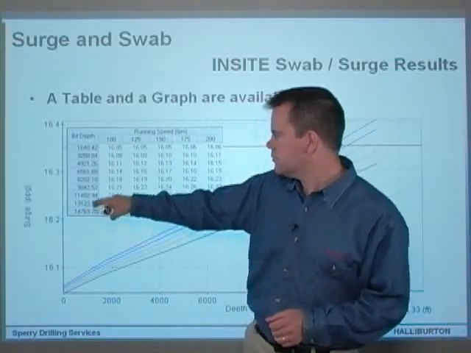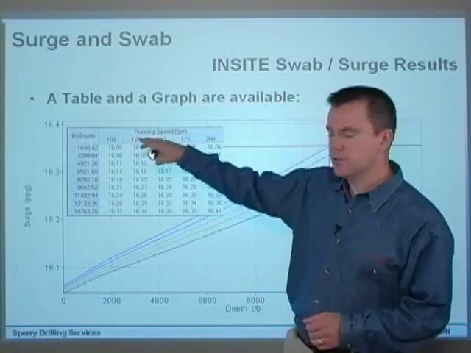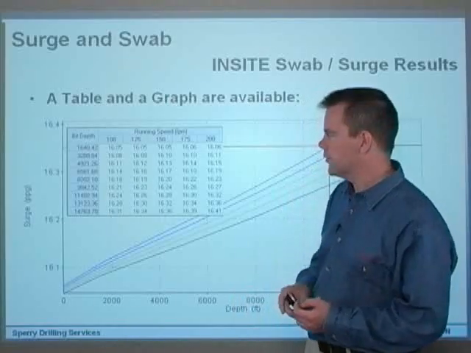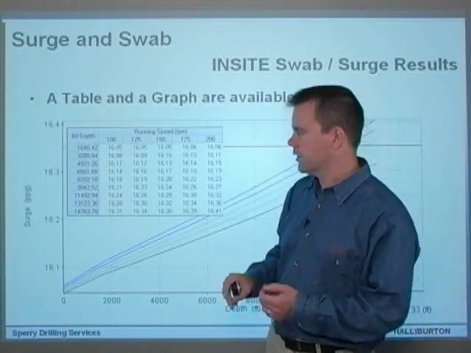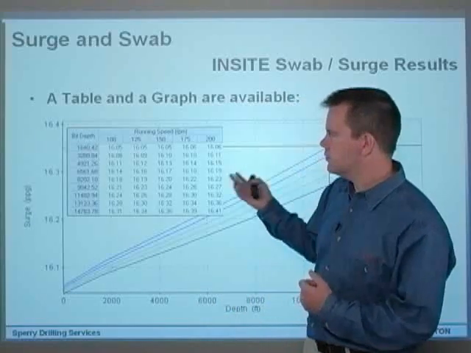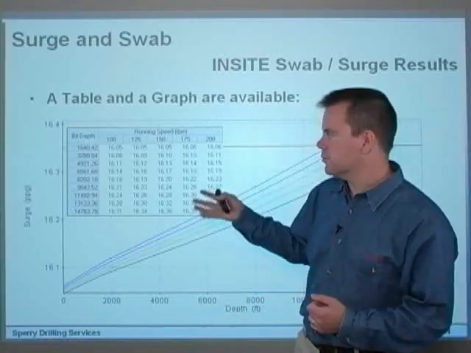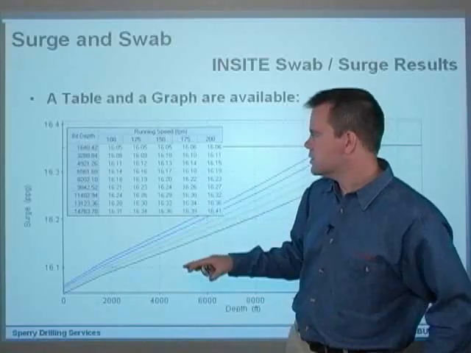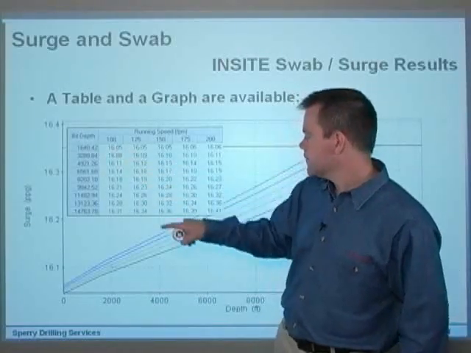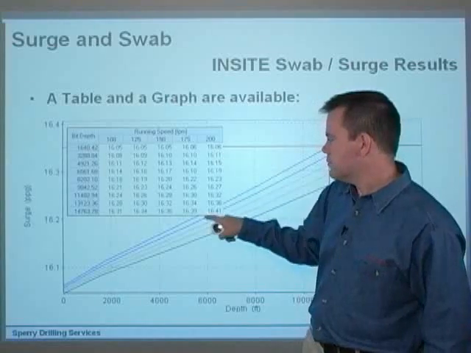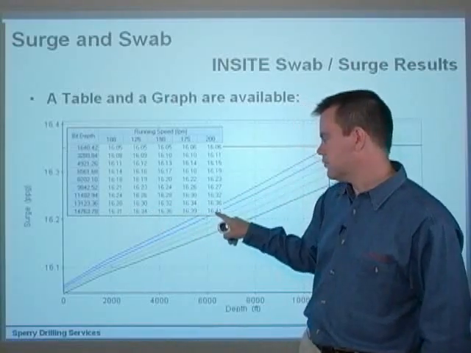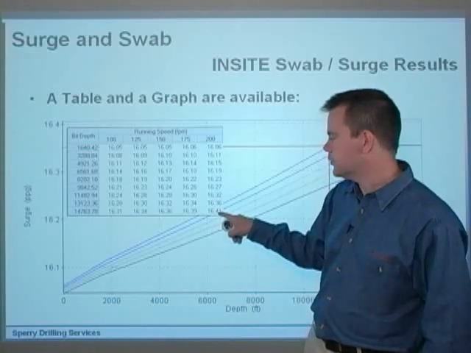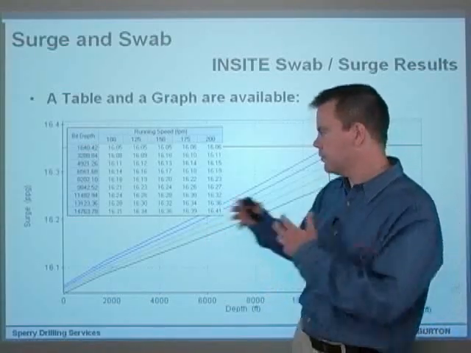So you're doing it at different bit depths, and you're also doing it at different run speeds, and it's giving you the equivalent density at the bottom of the hole, which is your hydrostatic plus the calculated annular pressure drop added onto that as well. So it's showing that with, I think it was 16 pound per gallon mud here, at 200 feet per minute, down near the bottom of the hole, we're getting approximately 16.41 pound per gallon equivalent mud weight.